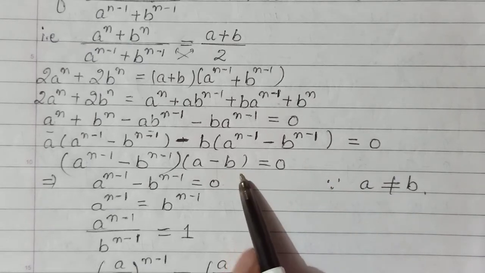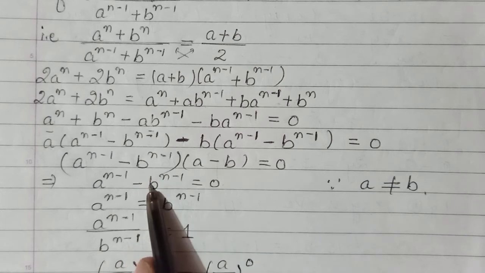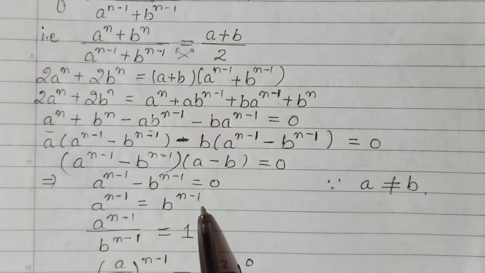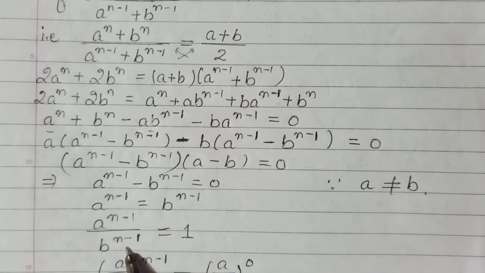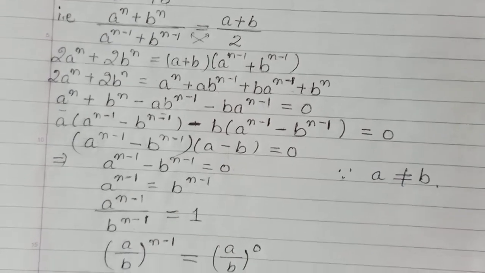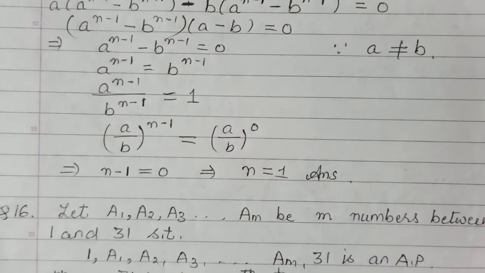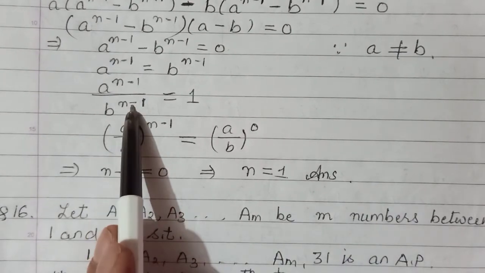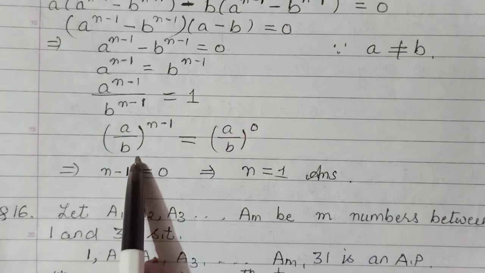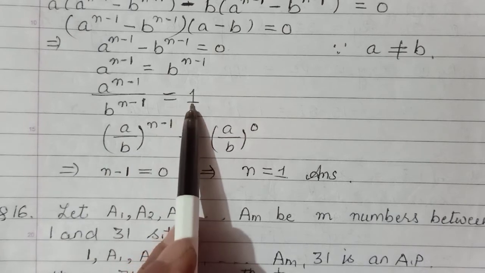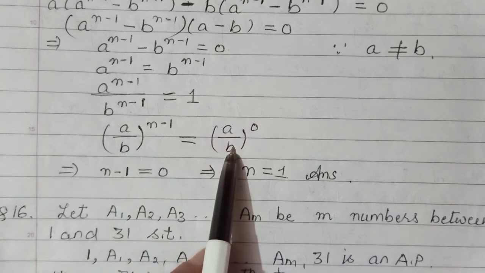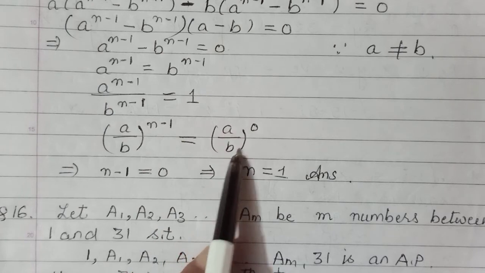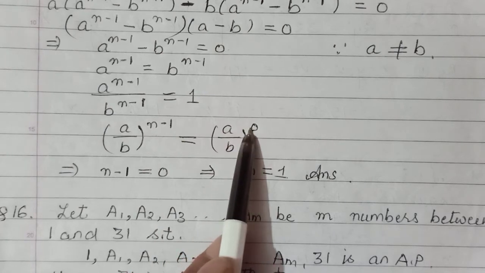So if this factor is not 0, the other factor will be equated to 0, taking b to the power of n minus 1 to the other side. This is what we get. Then we'll bring this denominator again to the other side to get a 1 here. The powers were the same for numerator and denominator, so I can write it as (a by b) whole to the power of n minus 1. And 1 is any base to the power of 0, which is 1. Since I had a by b on this side, I am introducing a by b here as well, so 1 can be written as (a by b) to the power of 0. Any base to the power of 0 is 1.